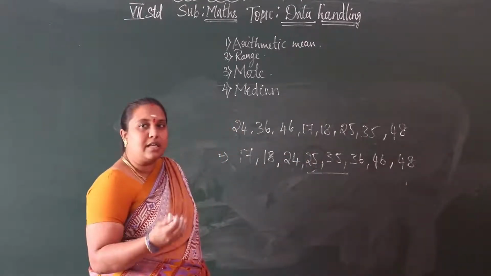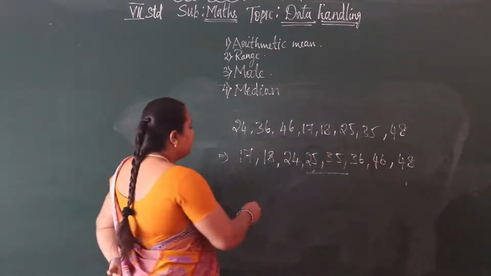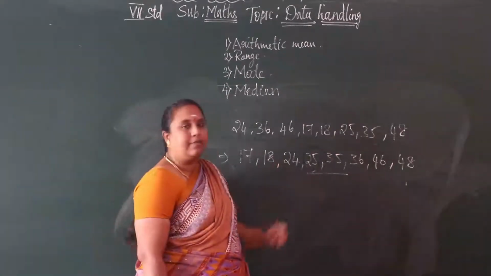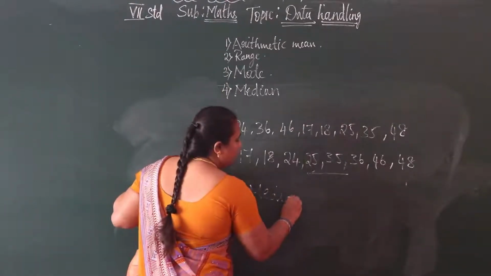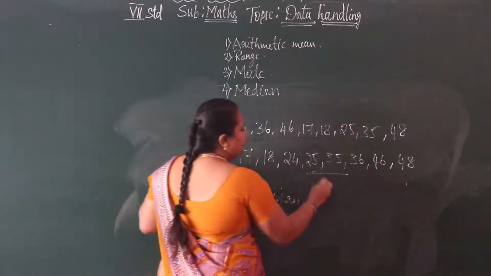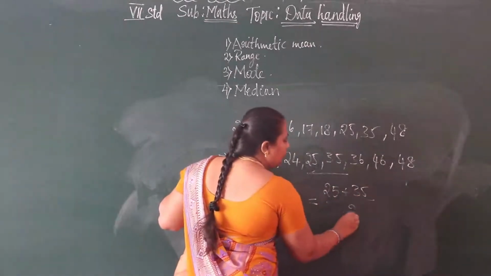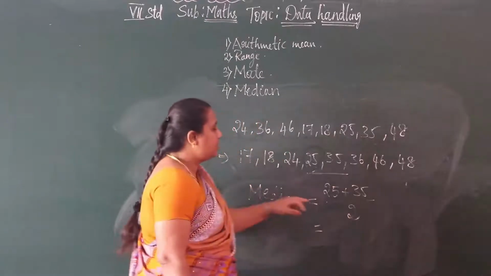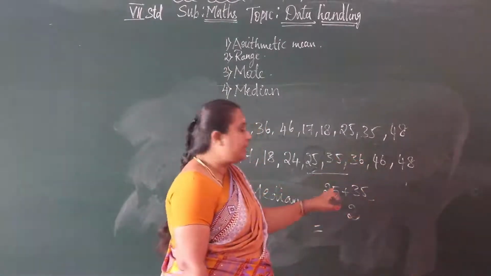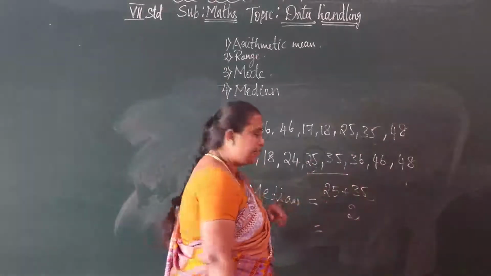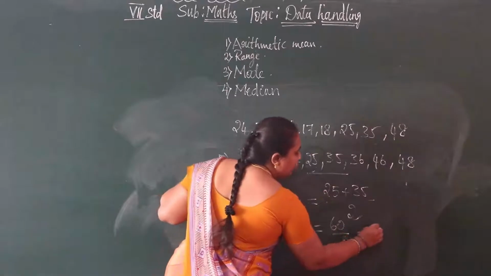So we have to add the middle values and find half of it. Here we have to take two middle values. So median equals 25 plus 35 by 2. What is the sum of 25 plus 35? 25 plus 35 is 60. 60 divided by 2 equals 30.